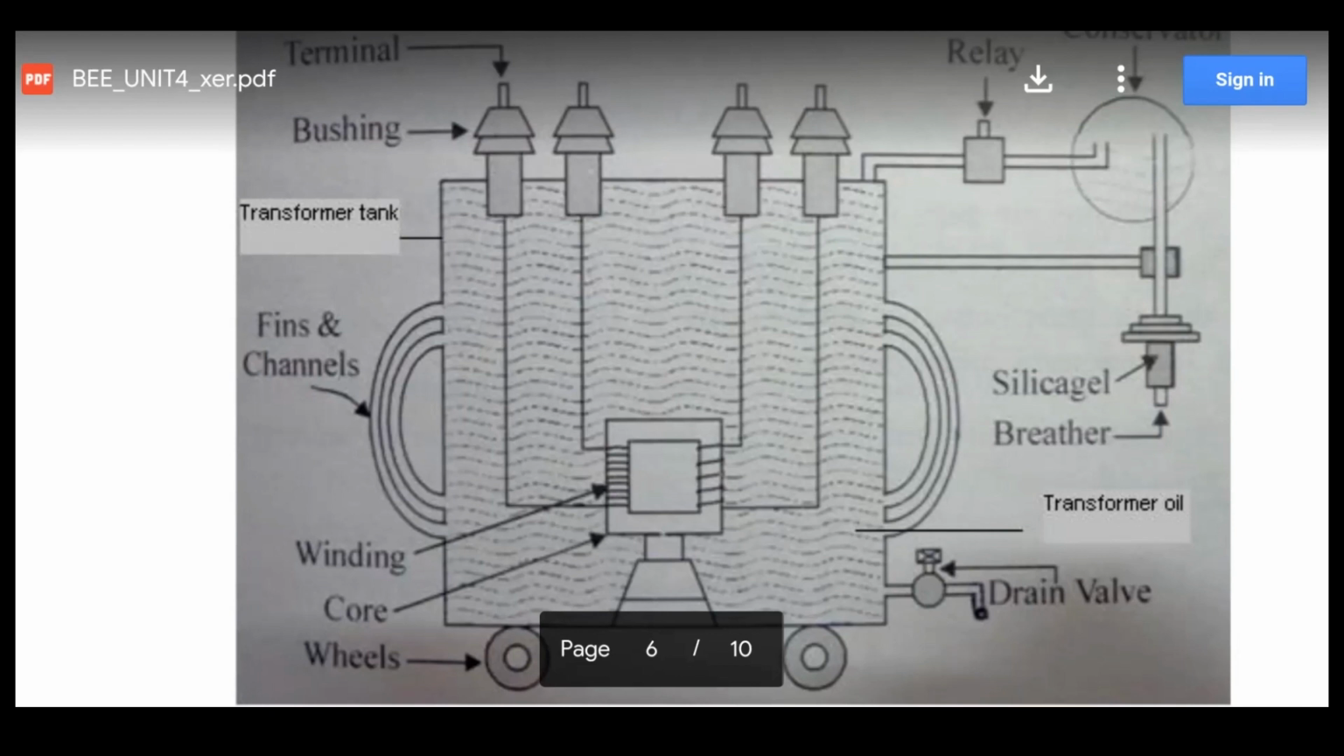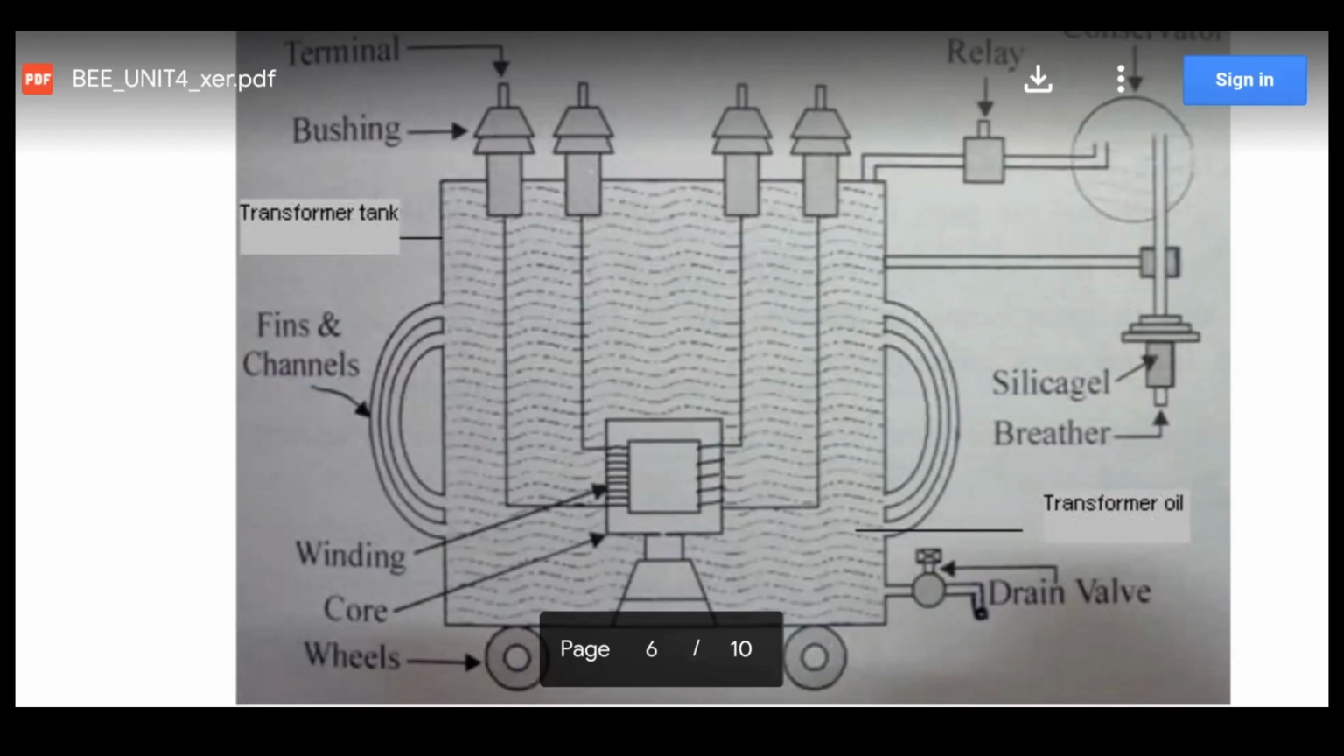Okay, so to prevent the leakage flux, these windings are alternatively connected: low voltage, high voltage, low voltage, high voltage. This is called interleaving. So it prevents the leakage flux and the leakage reactance. In a general diagram, we can represent the winding in the transformer core as shown, but in actual practice, these windings are alternatively placed. Okay, so these are two roles of the transformer oil.